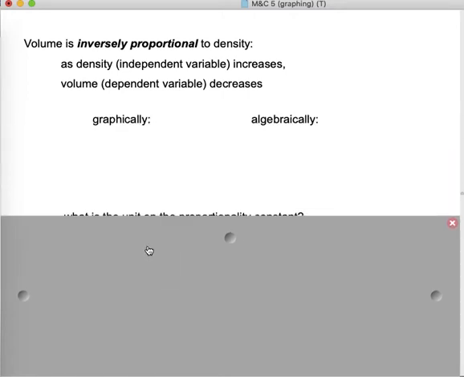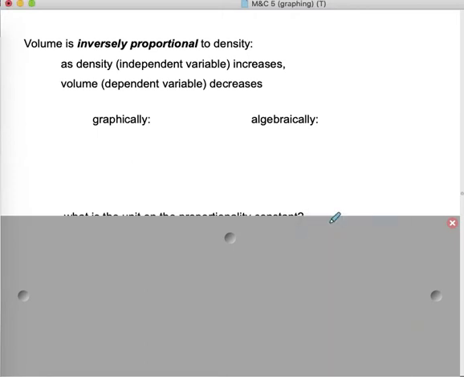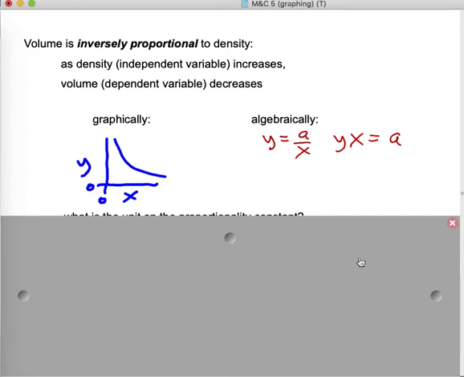And when two variables are inversely proportional to one another, you will always see something that looks like this. As x, the independent variable increases, y, the dependent variable, decreases. Algebraically, what that looks like is, well, the equation was y equals a over x, or I can rewrite that as y times x equals a.